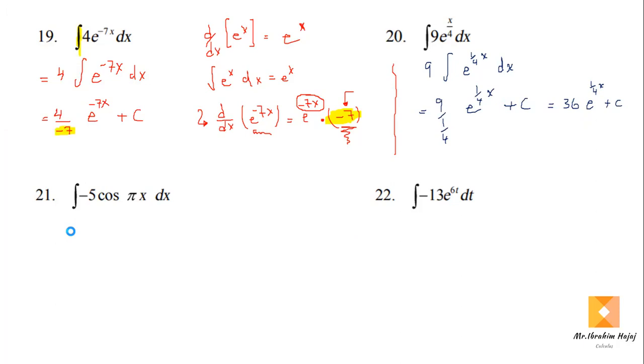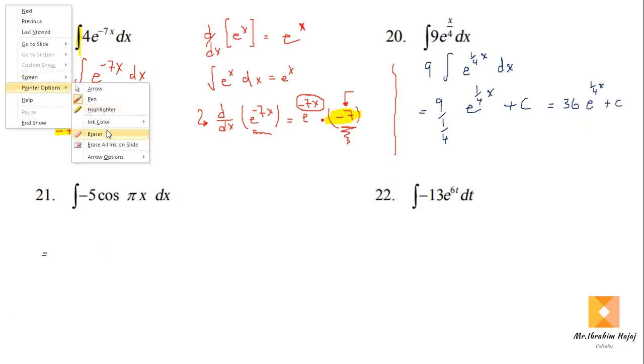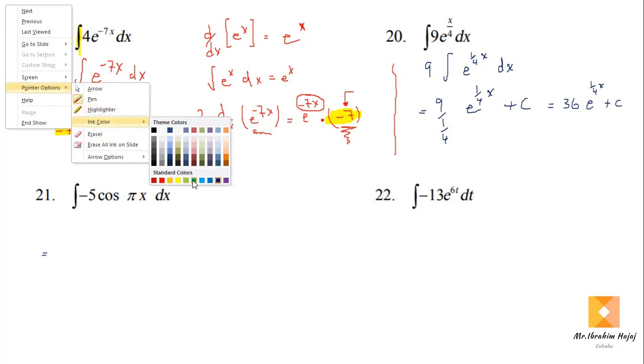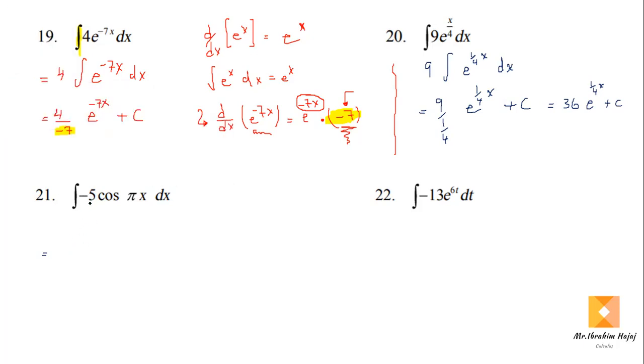Okay Fahd, what's the answer of question 21? The integral of negative 5 cosine pi x dx. Negative 5 times the integral of cosine pi x dx. The integral of cosine is sine, and the integral of sine is negative cosine. So it's sine pi x over pi.